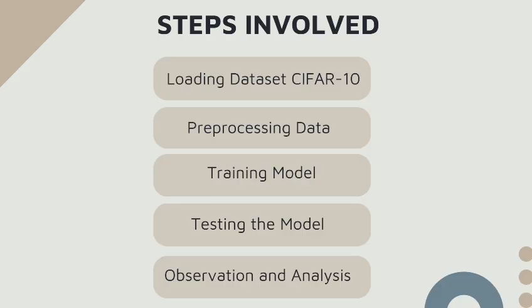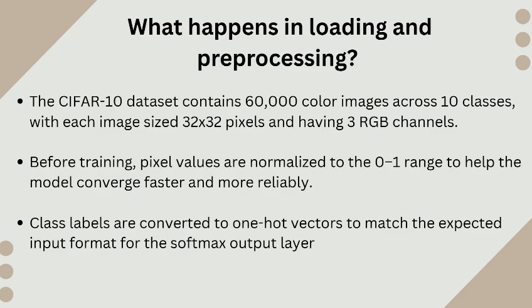detailed observations and analysis. In the pre-processing stage, the data's pixel values are normalized between 0 and 1 and the class labels are converted into one-hot vectors, preparing the data for effective training.